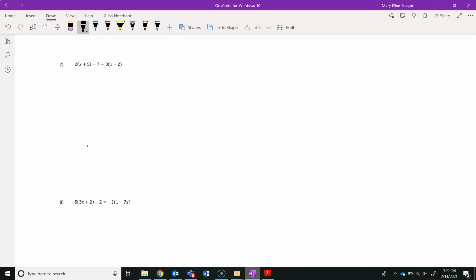So we see this, and the first thing we need to do is the distributive property, because we cannot combine terms if they're stuck in those parentheses. So we're going to do distributive property first. So we get 2x plus 10 minus 7 equals 3x minus 6. Okay, so do you see where I got that, right? I distributed the 2 through, just through the end of the parentheses. It does not distribute to the 7, the minus 7. And then I distribute the 3.